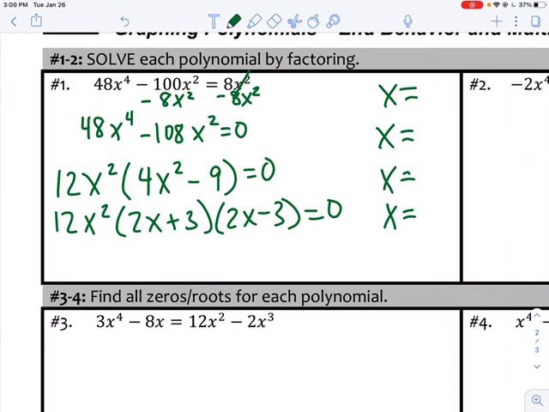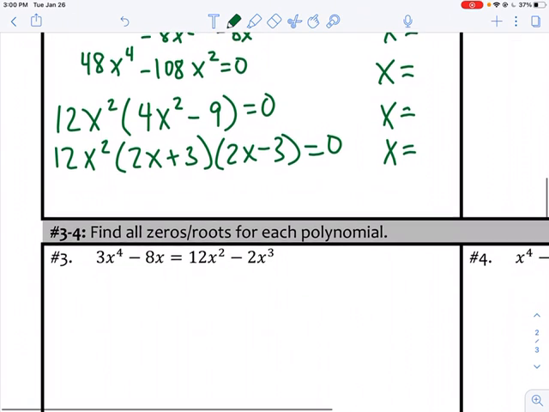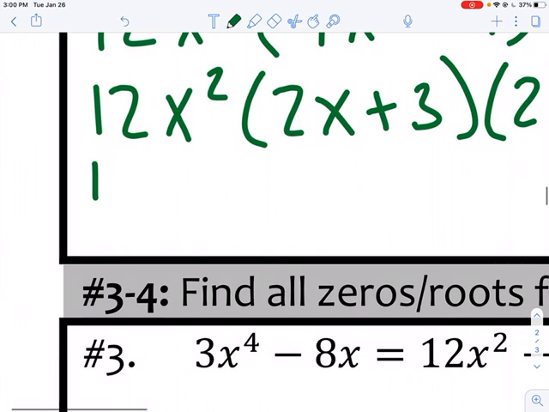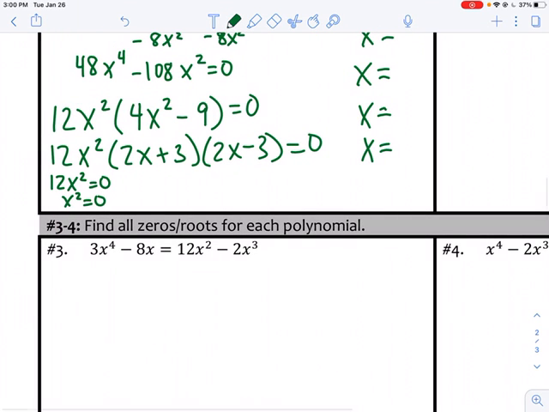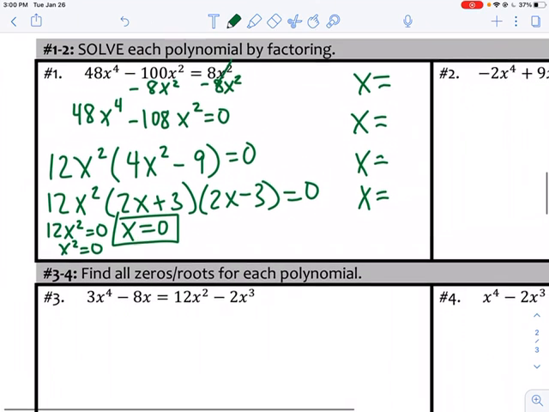So I'm looking for 4 different x's. 2 of them are right here because my exponent here is 2. And then 1 is here and 1 is here. Now, if I set each equal to 0, I'll find all 4 of these answers. So if I set 12x squared equal to 0, I'll divide by 12, and I'll get x squared equals 0, and I'll take the square root, and I will get x equals 0 as one of my answers. Because the square root of 0 is still 0.